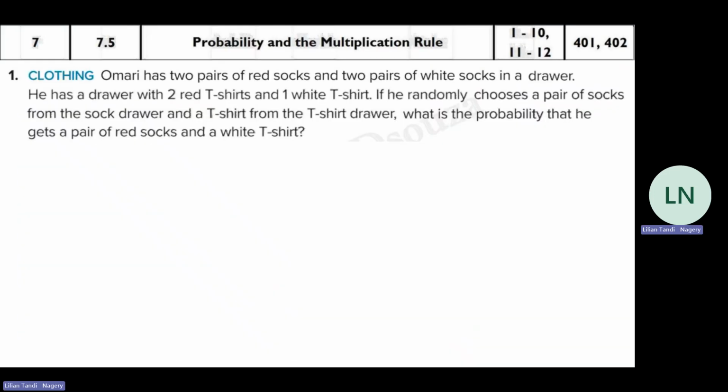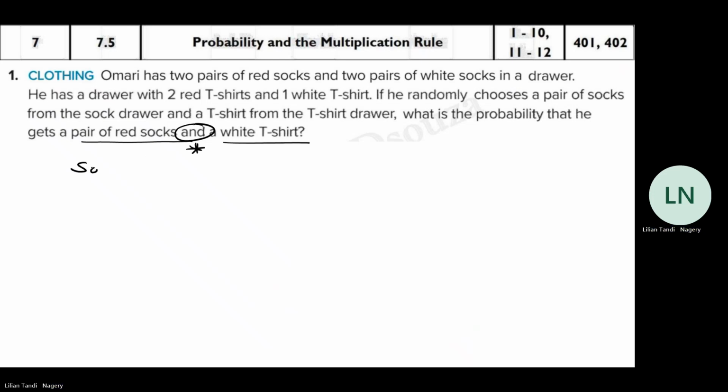Okay? Omari has 2 pairs of red socks, 2 pairs of white socks in a drawer. And another drawer has 2 red t-shirts and 1 white t-shirt. If he randomly chooses a pair of socks from a sock drawer and a t-shirt from the t-shirt drawer, what's the probability that he picks red socks and white t-shirt?